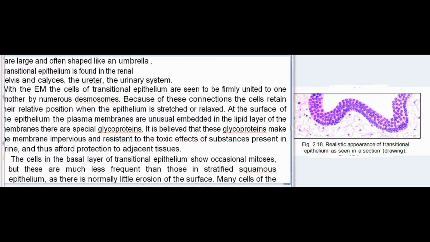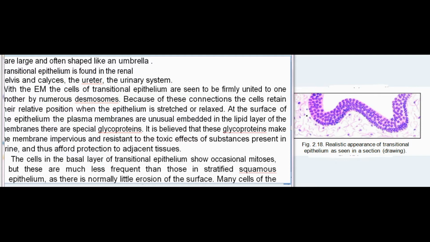At the surface of the epithelium, the plasma membranes are unusual. Embedded in the lipid layer of the membranes there are special glycoproteins. It is believed that these glycoproteins make the membrane impervious and resistant to the toxic effects of substances present in urine, and thus afford protection to adjacent tissues.